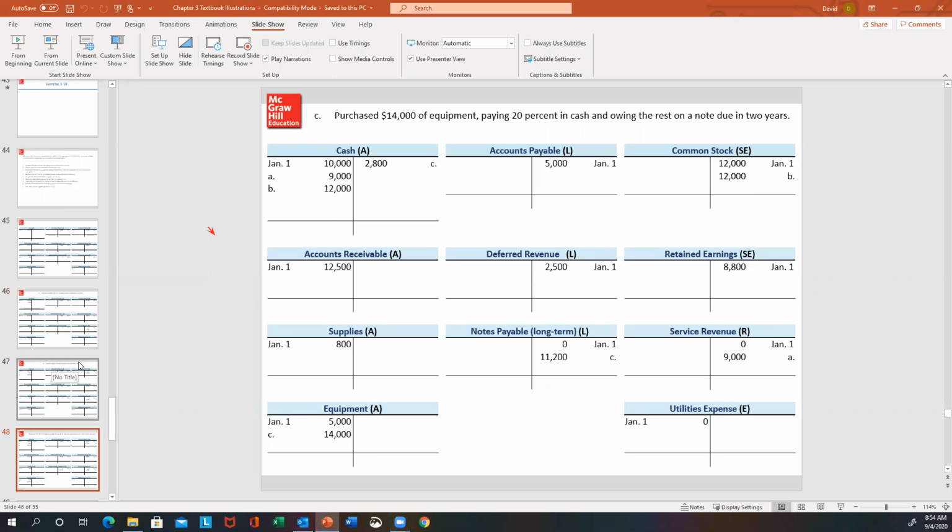And this one, you bought some equipment. You got 20% cash, 80% will be on accounts payable. But in this case, I guess it'll be notes payable because it says note due in 2 years, not within 60 days. So there should be a note payable. That's going to be right there. So you notice you've got your equipment of 14. You got your cash of 28. That's the 20%. And then the balance is 11,002.